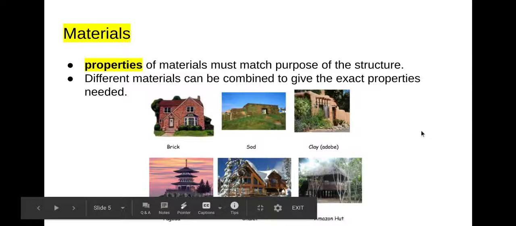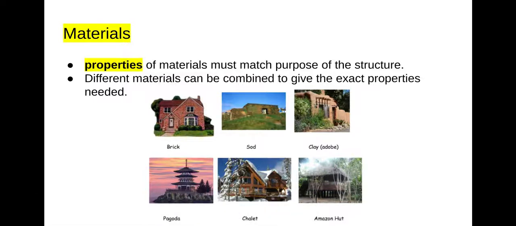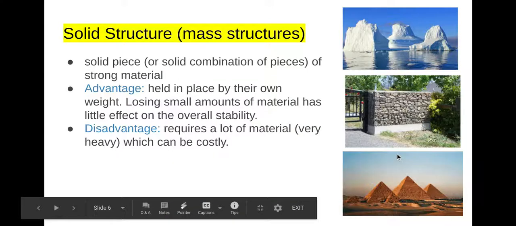So materials are important to understand that if you're going to build a structure, you want to think about what kind of materials you're using, because you want them to match what the purpose of the structure is or the function of the structure. So when you're looking at different materials and their properties, so what are they, strong, or are they flexible? Can they be stretched? Can they bend? You want to make sure that the properties match what you're doing with the structure. So let's dig into the three types of structures.